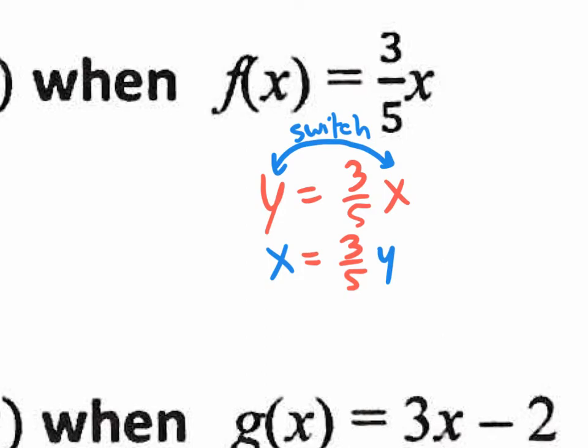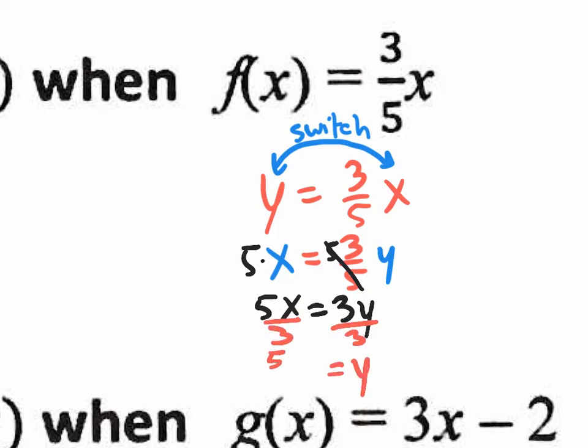Solve for y. That's what it says. You switch x and y, then you solve for y. So y is clearly on the right side of this equal sign. I want to get rid of this fraction. I'm going to have to multiply both sides by 5 to get rid of the 3/5. I'll have 5x equals 3y. So my final step would be to get rid of the 3 by dividing by 3. And there's my answer. y equals 5/3 x. So that's my inverse.